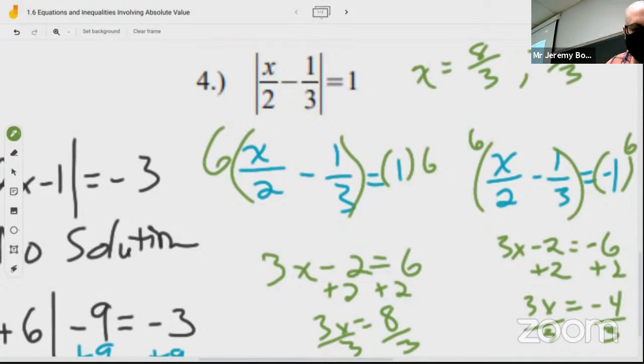Any questions on that one? So the big thing I think is, just set it up correctly, and then remember to distribute the 6. A lot of people won't distribute it to the 1/3. They'll just put like a 1 there rather than the 2. Or forgetting to do it on the other side. That'll happen.